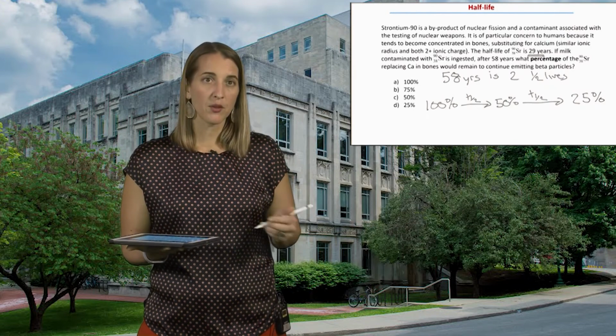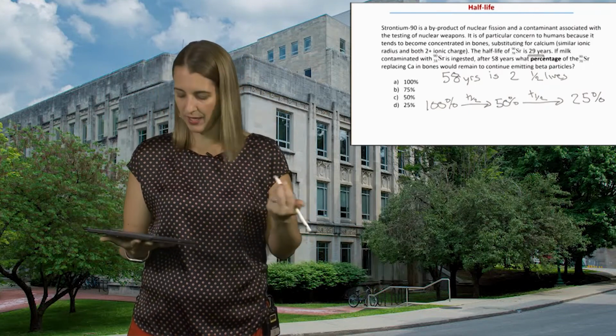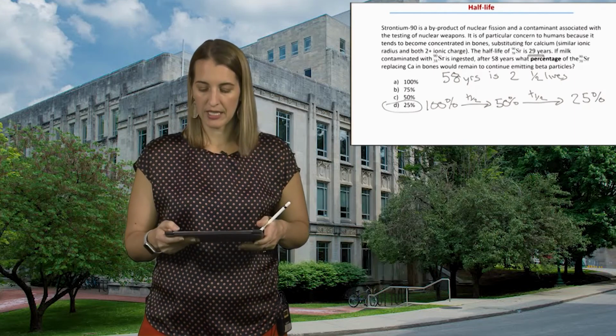So you had to realize that 58 is 2 half-lives. So you take 100%, and that's at the initial. After 1 half-life, you're down to 50%. And then after 1 more half-life, you're at 25%. So the correct answer there is D. We're going to continue to use this concept of percent left over as we look at carbon-14 dating.